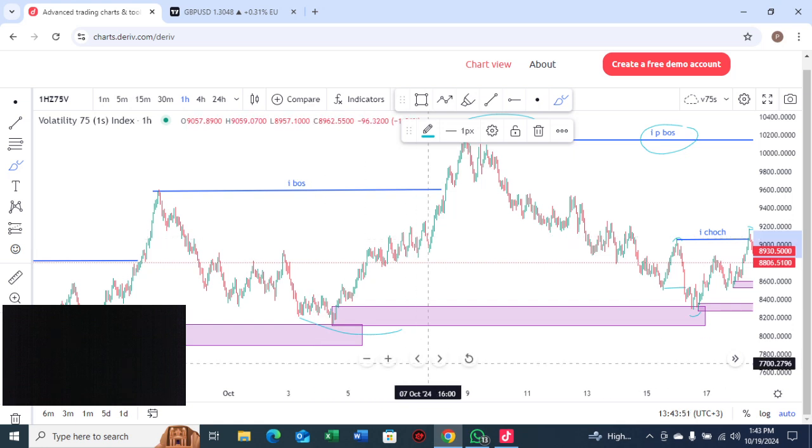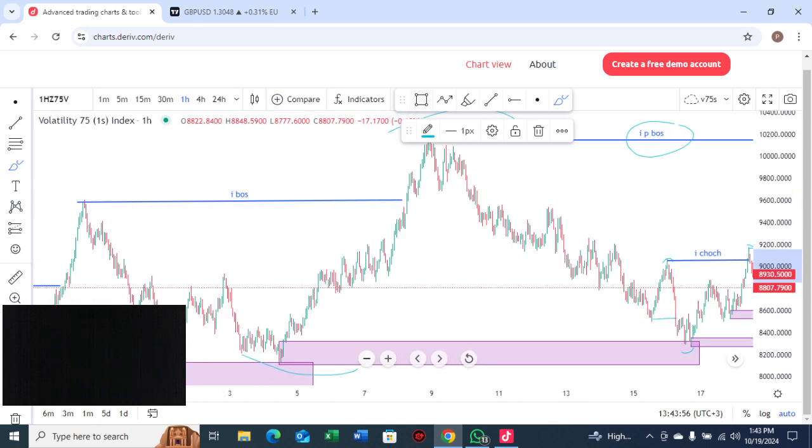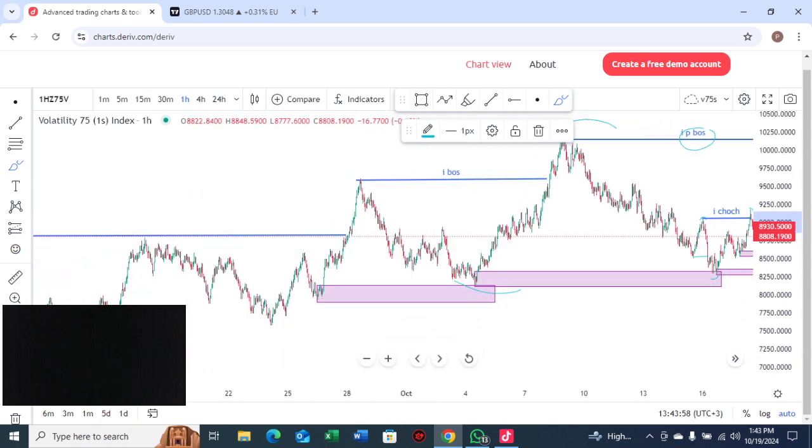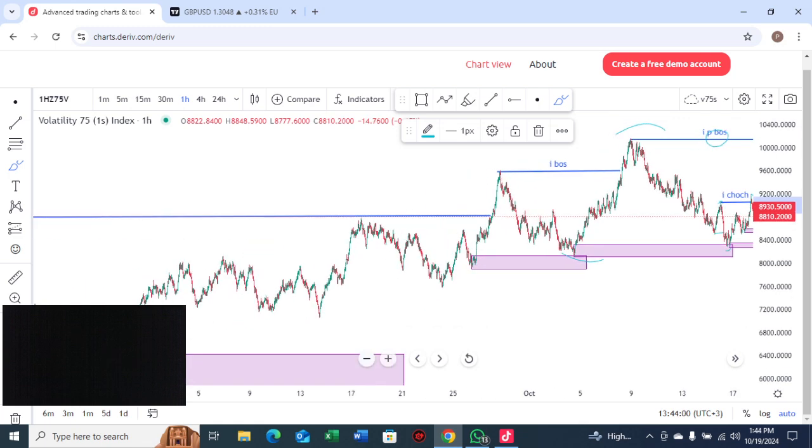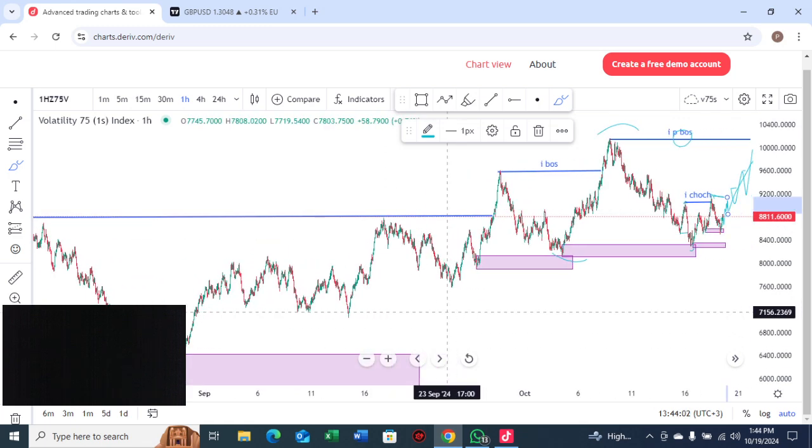Identify your order block or your point of interest. Identify the zones of liquidity, then be patient with your setup. So that is all I have for that volatility.